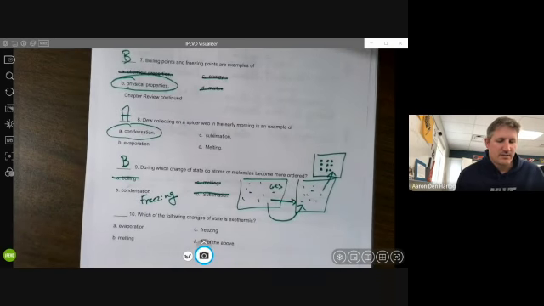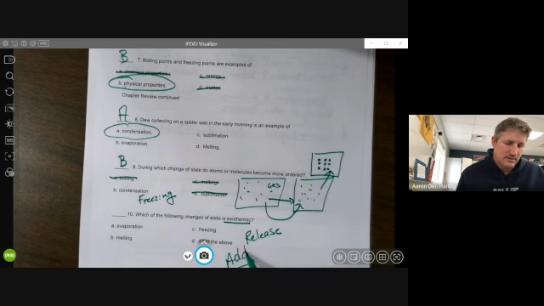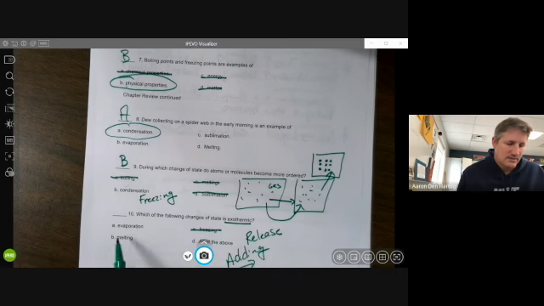Which of the following changes of state is exothermic? Exo means released, releasing heat. When we're melting, we're adding heat. So freezing? No, that wouldn't be right. Melting? Yeah, melting would be right.